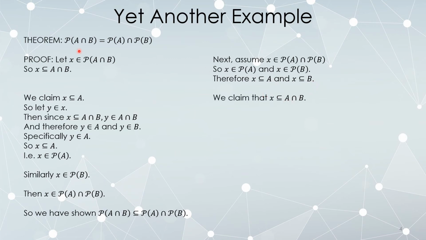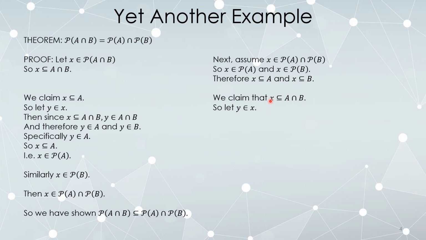We need to show X is an element of the power set of A intersect B, which will follow if we can only show it's a subset of A intersect B. However, we do know X is a subset of A and X is a subset of B. Okay, so we've made an assertion, a claim. X is a subset of A intersect B. So how do I prove that?